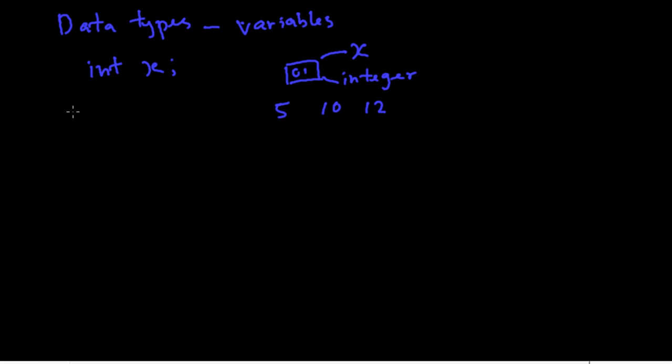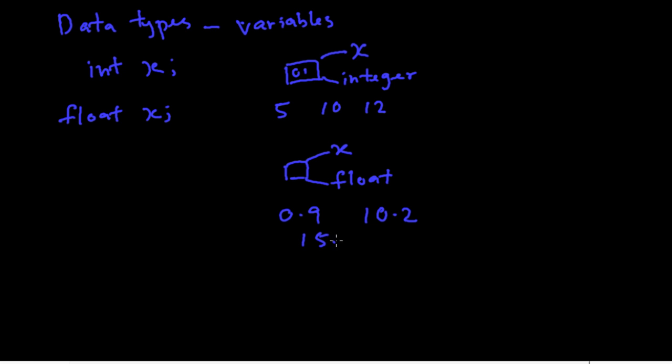Now next, I would introduce float. Float x means I'm creating a box which name is still x. It can store a float. Now, what is a float? A float is a number which has decimals. Let's say 0.9, 10.2, 15.4, and so on and so forth. That is float.